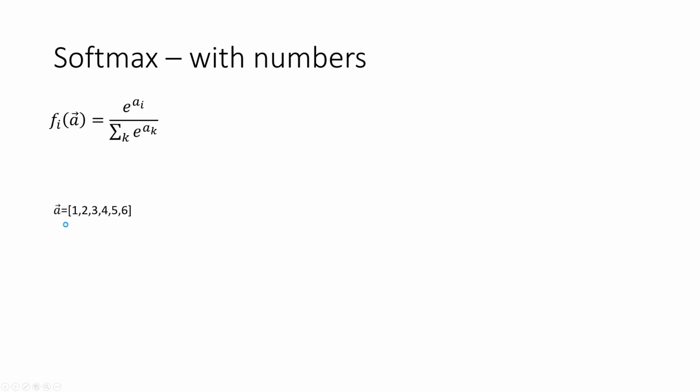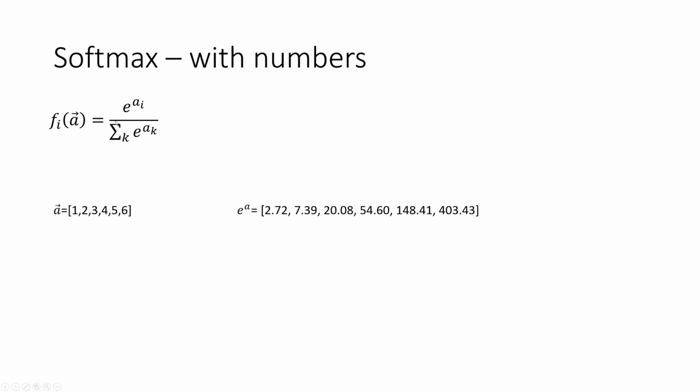The first thing that we're going to do is calculate e to the power of a, and we're doing this for each value in a. So we would end up with e to the power of 1, e to the power of 2, e to the power of 3, and so on. It would look something like this. And this is already the top part of what we have.